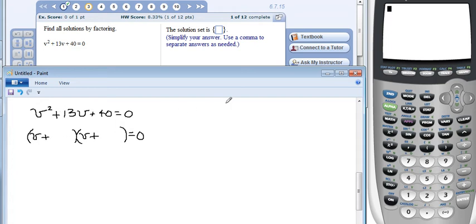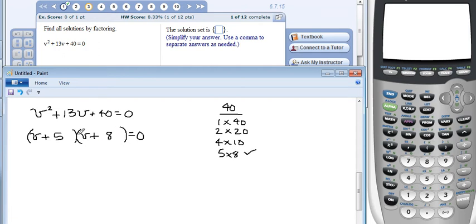And so now I'm going to make factors of 40, and I know I have to add to 13, right? So I've got 1 times 40, 2 times 20, 4 times 10, 5 times 8, and as soon as I hit it, I can stop. These add to 13. There's only going to be one pair that do. So I've got 5 and 13 here, 5 and 8 here.